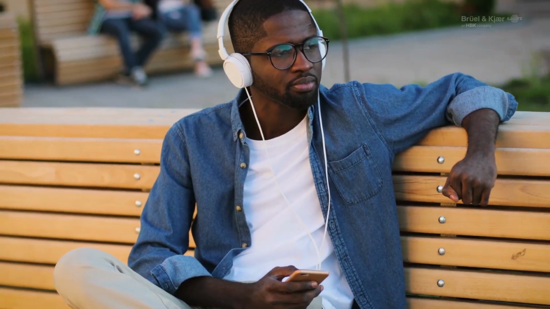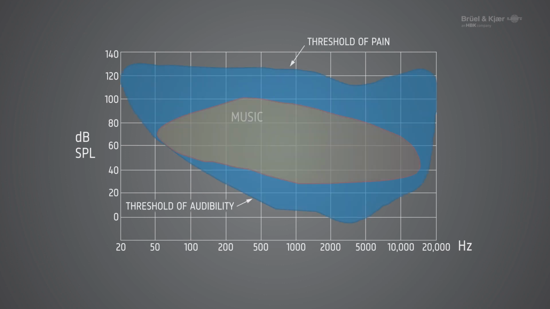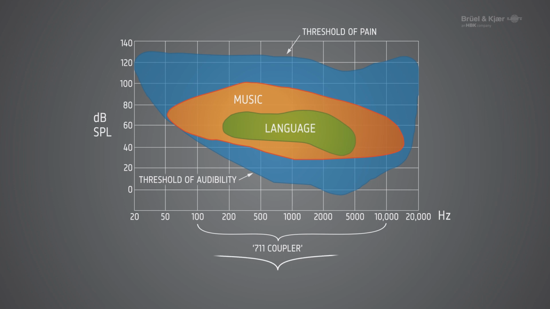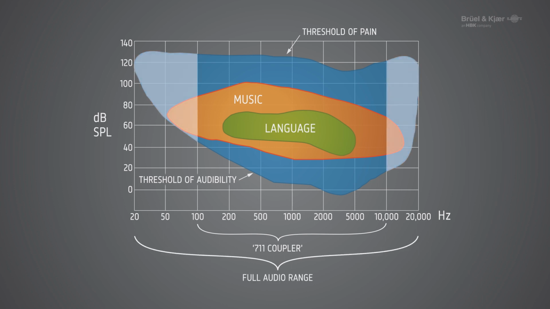With growing demand for better audio quality in portable devices such as mobile phones, headphones, and audio streaming devices, it became obvious that the 8 kHz bandwidth of the traditional 711 coupler was insufficient, and a new approach was required to match the acoustic impedance of the human ear over the full audio range.